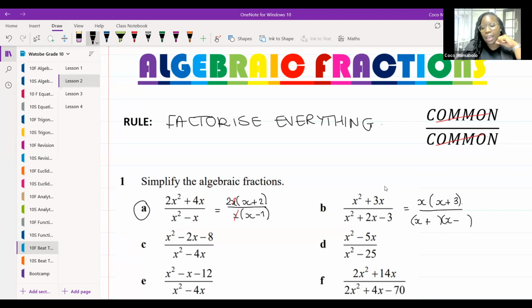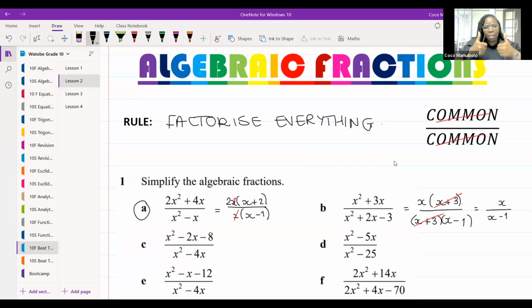So I know I need a positive 3 and a negative 1. Now I'm going to notice that what's common on the top is x plus 3 and at the bottom, x plus 3 as well. So my final answer is going to be x over x minus 1.